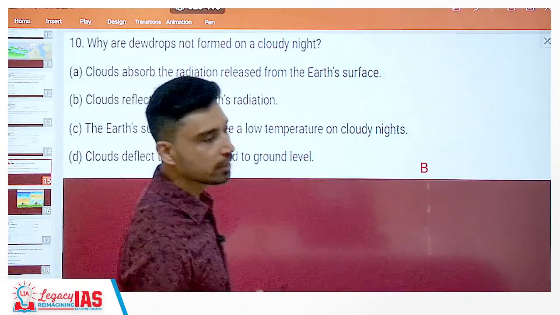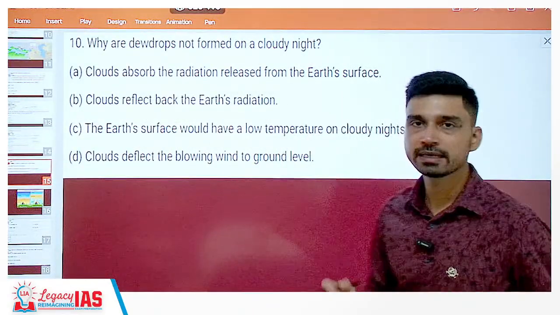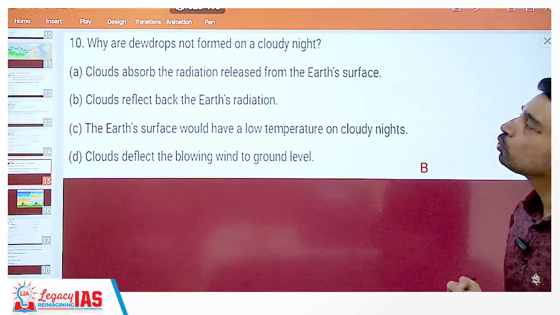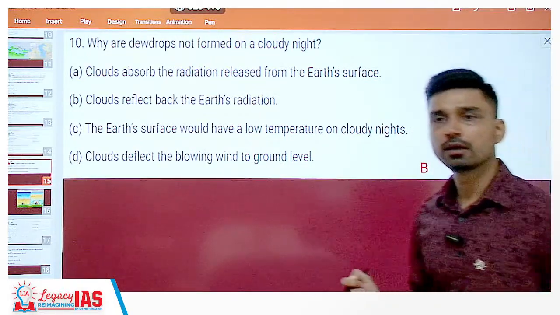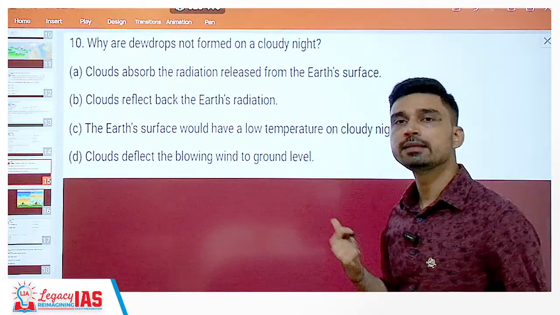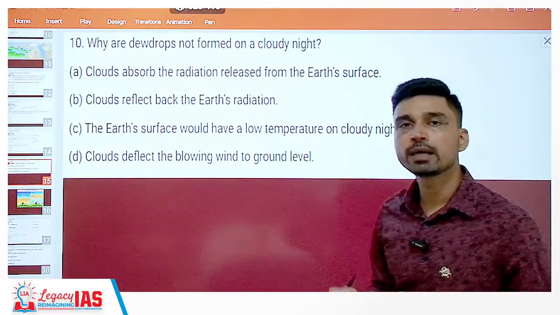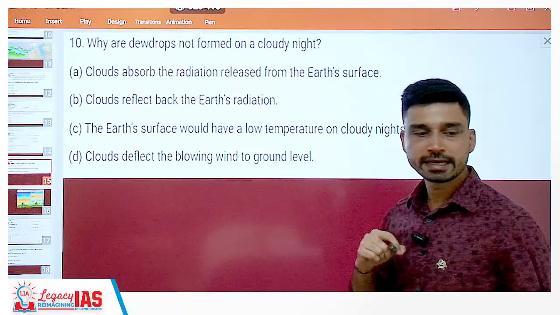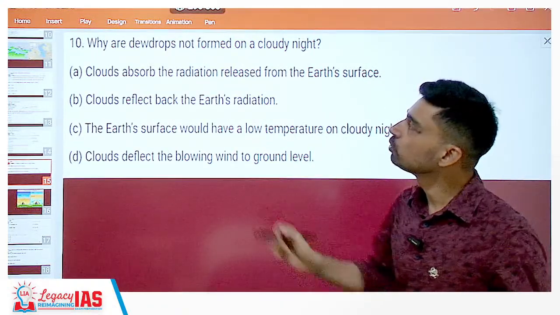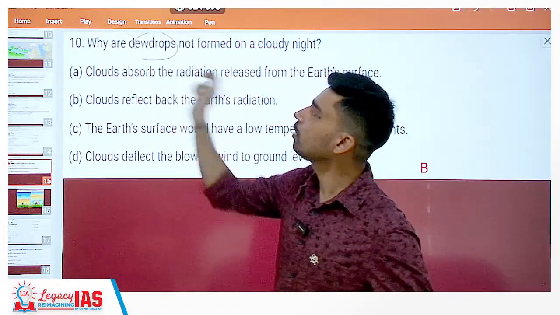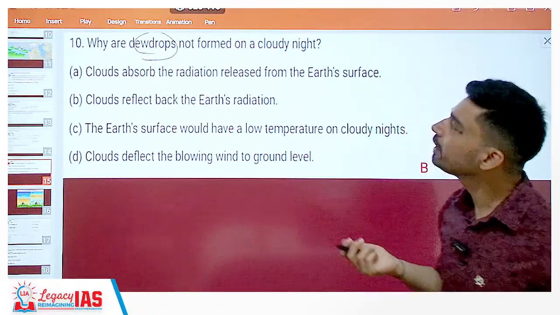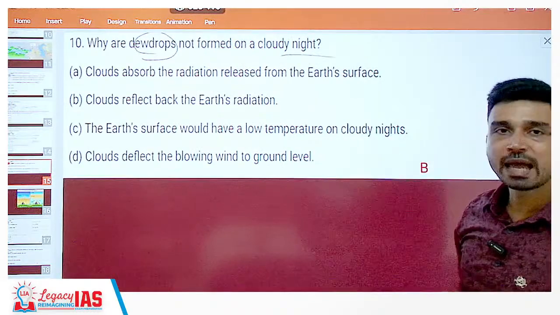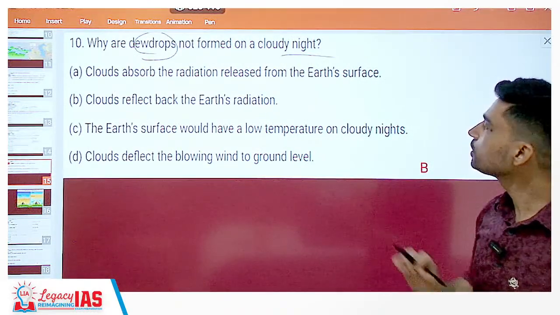Next is a basic concept that has been asked from climatology. If you have woken up in the morning in the winter months and looked at the plants or leaves around you, you might have seen small water droplets deposited on these leaves. These deposited water droplets are what are called dew or dewdrops. So why are dewdrops not formed if the night is cloudy? Now four options are given.